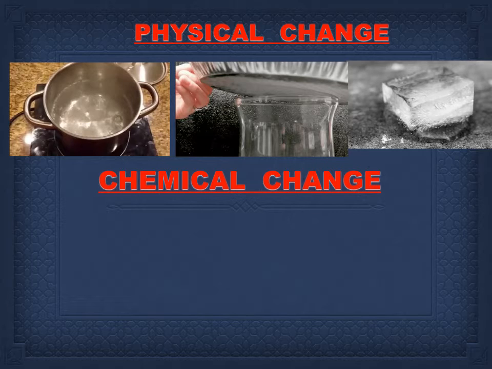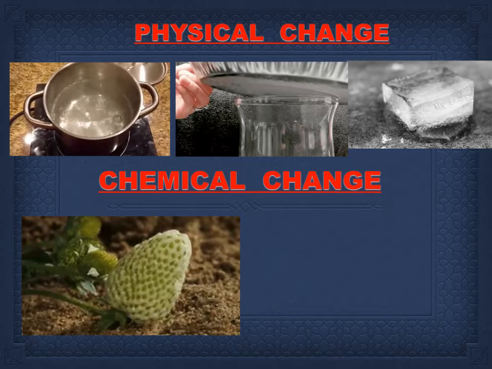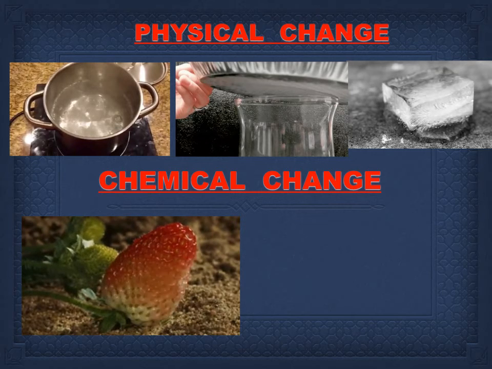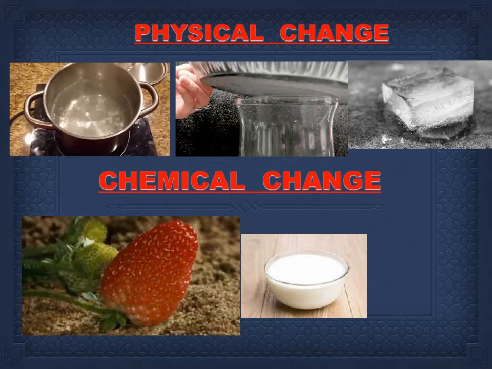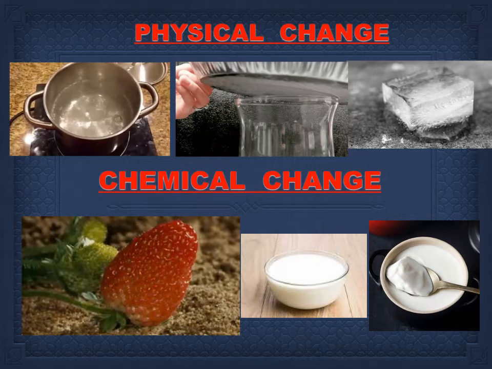Then, what's chemical change? Now you must have seen ripening of a fruit or milk turning into curd. So on the contrary, if the composition of matter changes during a process, then it is called a chemical change. When we call a particular process or phenomenon a chemical change, some chemical reactions are taking place in the concerned matter.